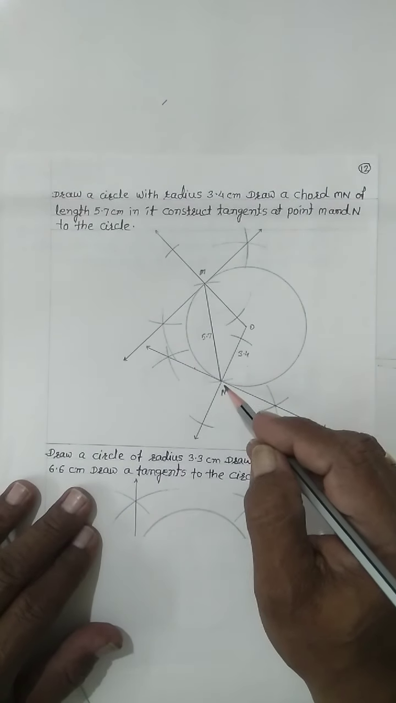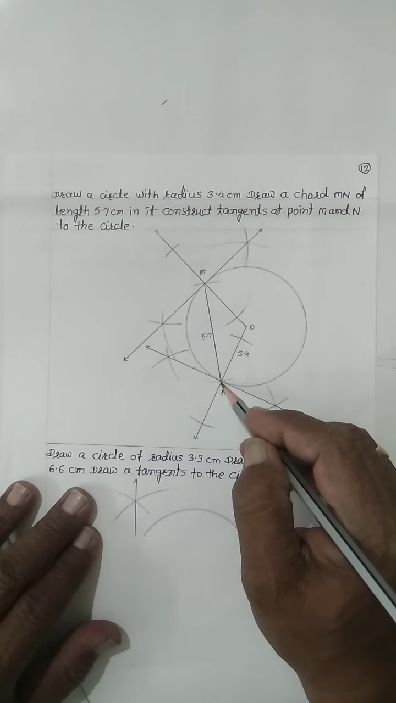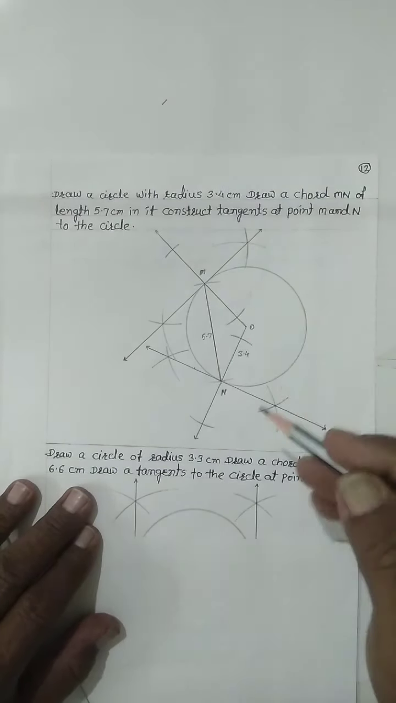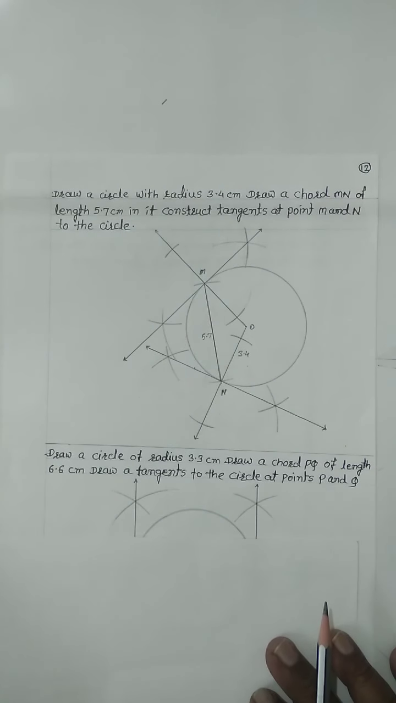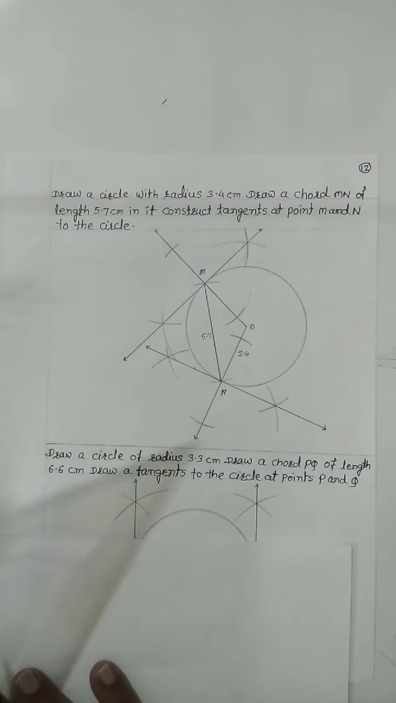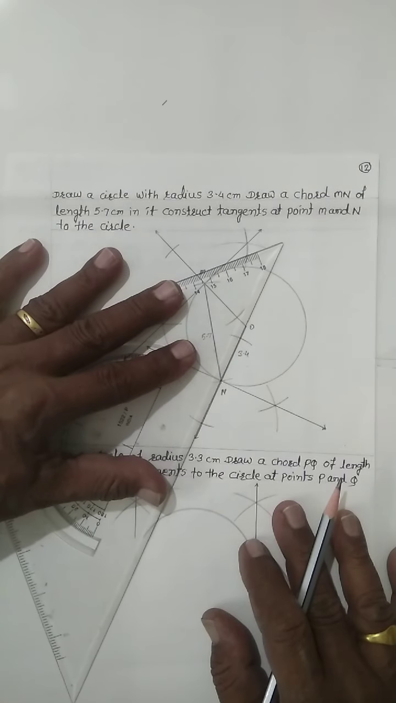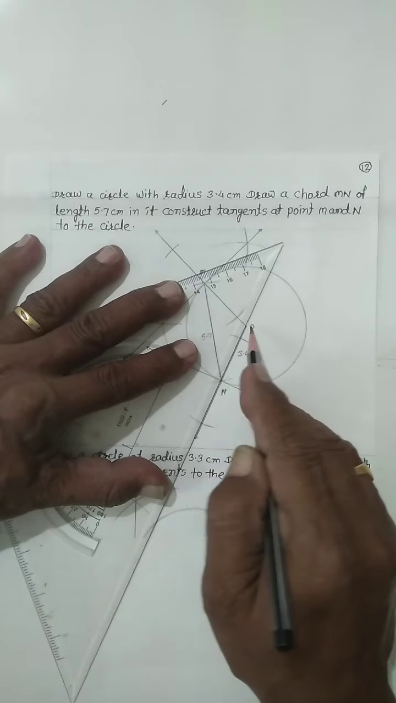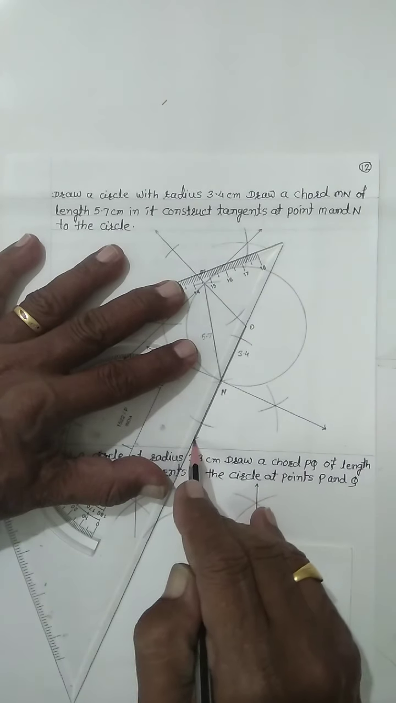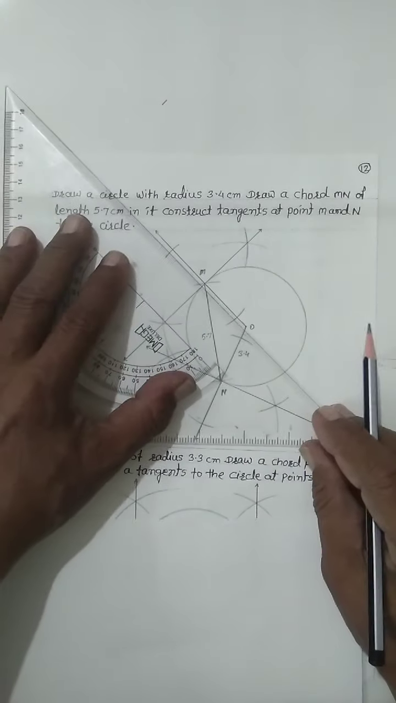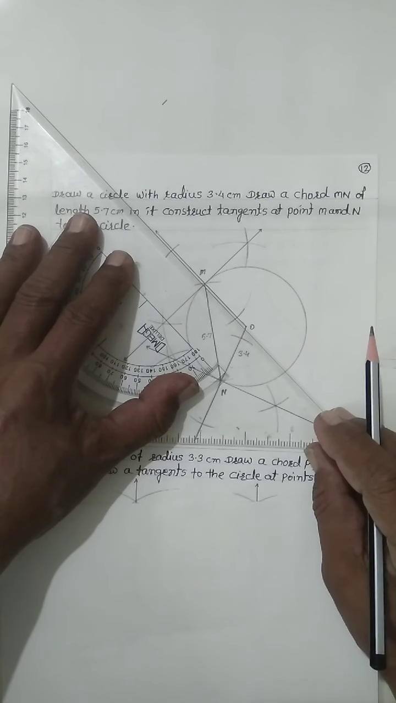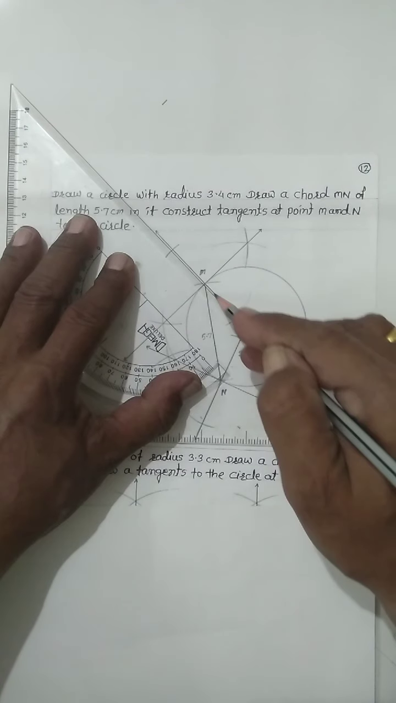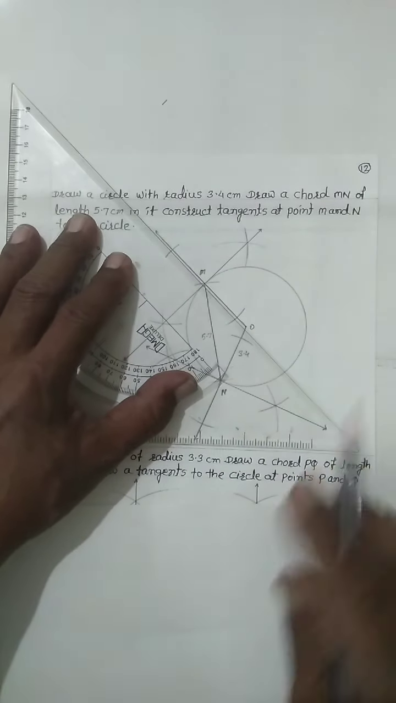Then we want to draw the tangent to the circle at point N and at point M. These two points lie on the circle, so draw the ray which starts from the center of the circle and passes through N. Then the second ray starts from the center and passes through the point M.